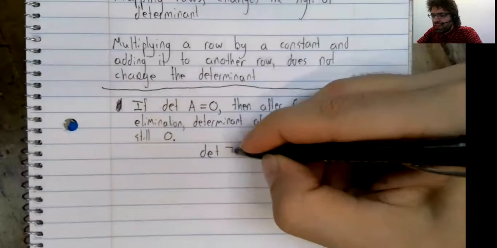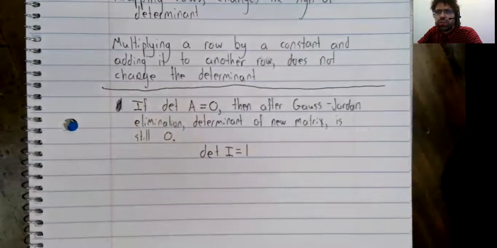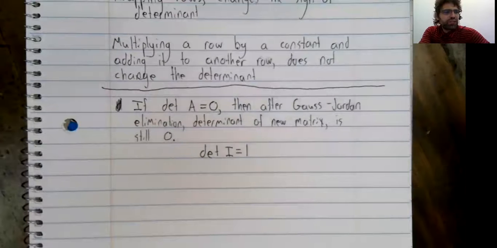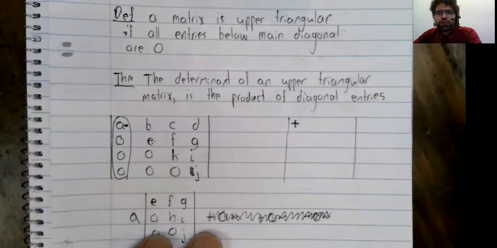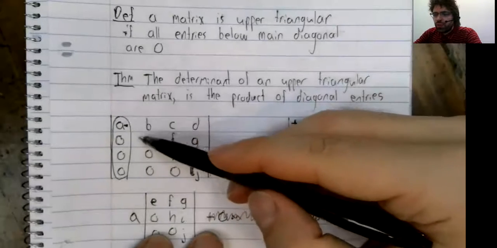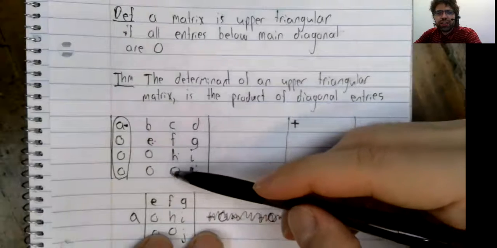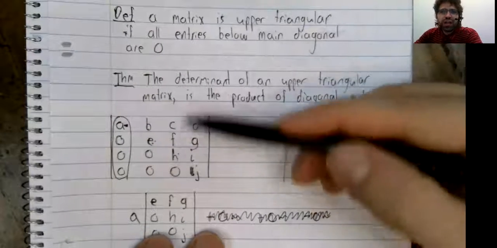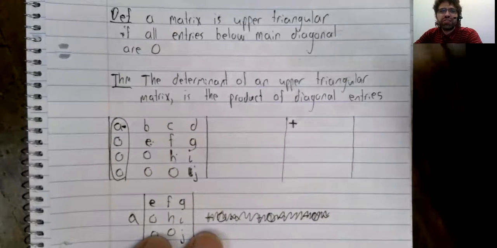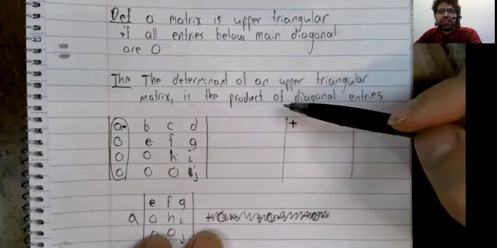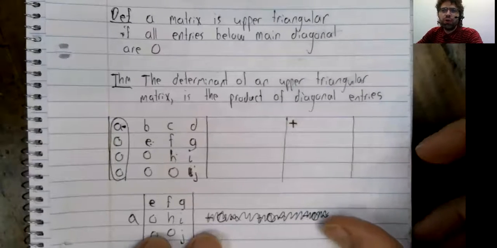The determinant of the identity matrix I is 1. Why is that true? The identity matrix I is upper triangular. It has ones down the diagonal, and everything below the diagonal is 0. Of course, everything above the diagonal is 0 as well, but the important thing is that because it's upper triangular, its determinant is the product of its diagonal entries, and its diagonal entries are all 1.